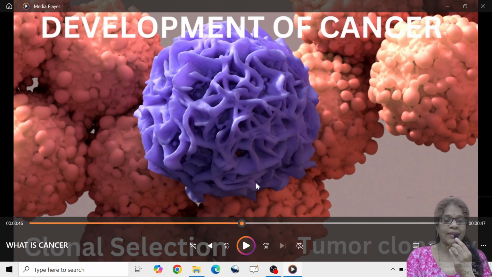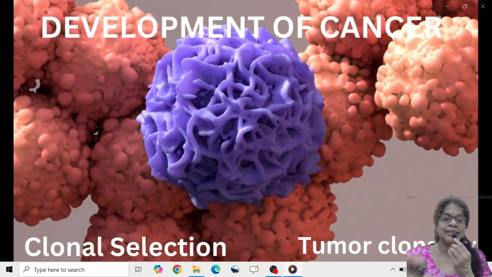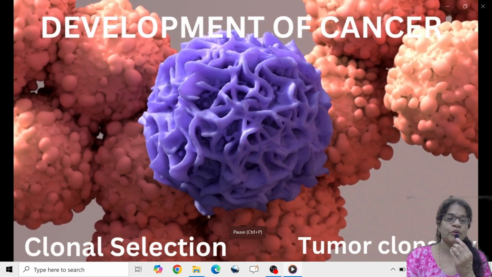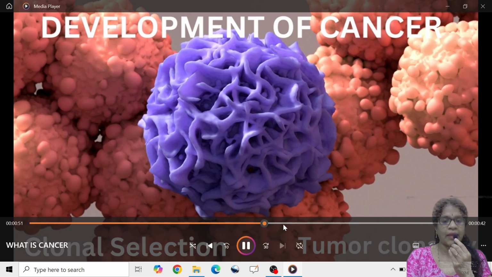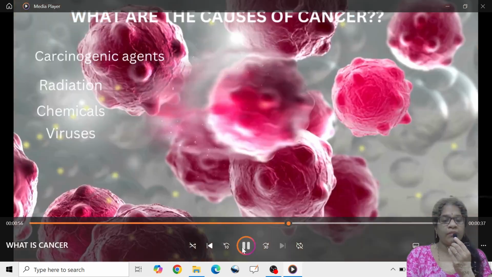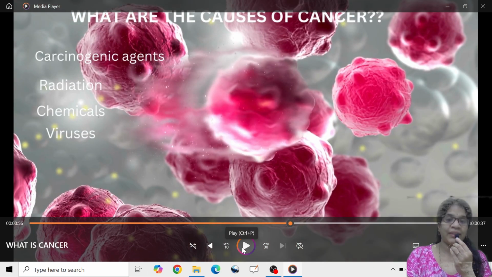That is how the clonal selection happens. It keeps on increasing the cells through the descendant cells, and proliferation keeps happening. This is how the development of cancer happens in two different stages. And before I talk about what the cancer causing agents are, I want to show you one thing.